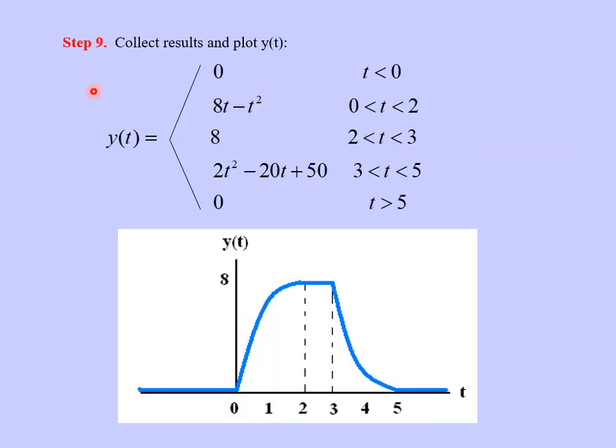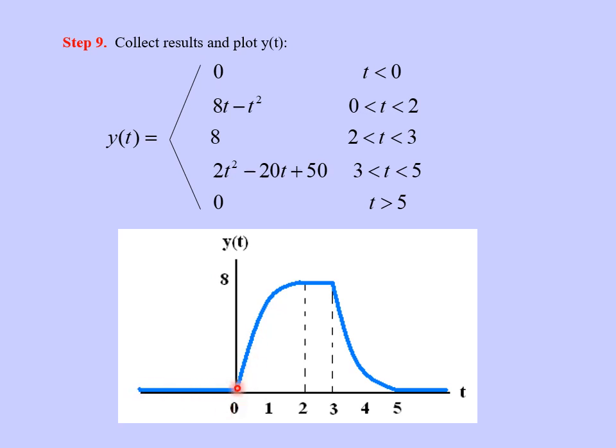So the last thing we have to do is collect all our results for each of the cases for different values of t: t less than 0, t between 0 and 2, t between 2 and 3, t between 3 and 5, and finally t greater than 5. And here are all the results for each of those time intervals. Notice, we're just collecting everything from the last 8 steps. And plotting it, it ends up looking something like this.